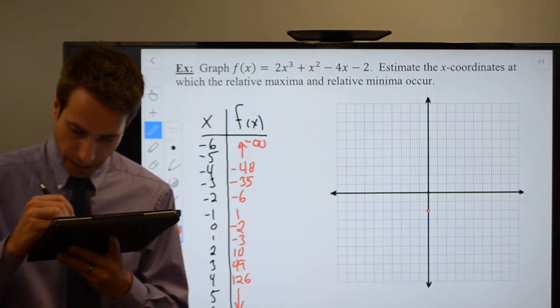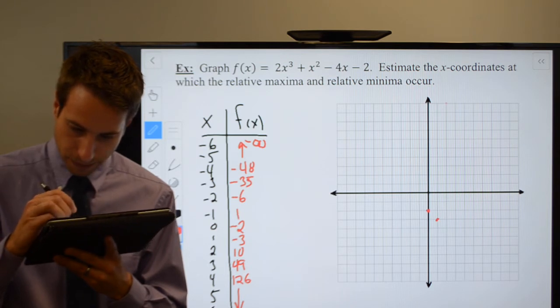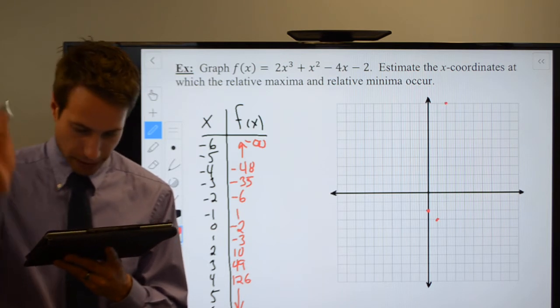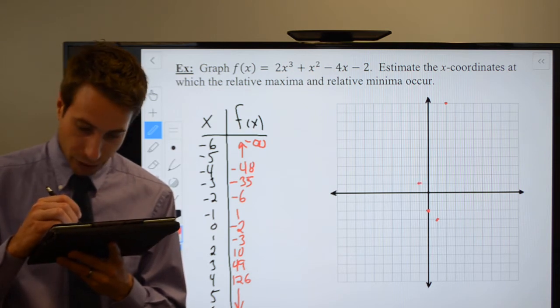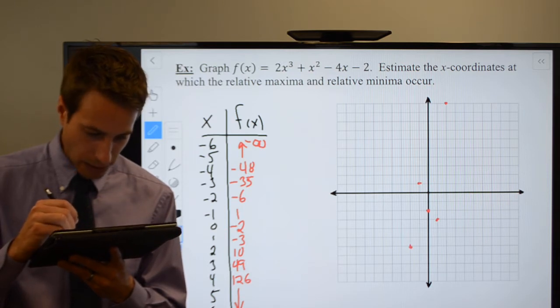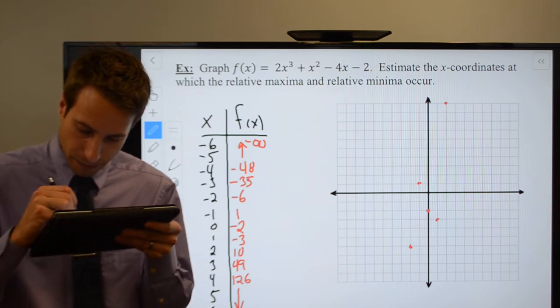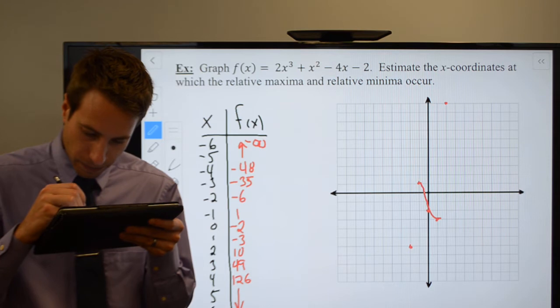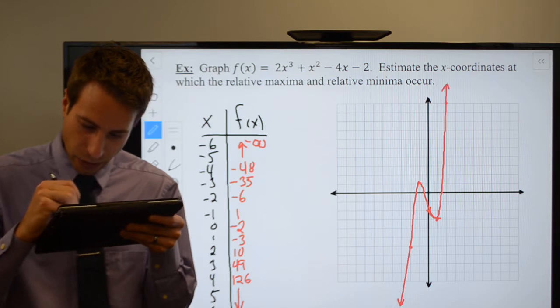Let's see, 1, negative 3, 2, 10, and then they just get bigger from there. Negative 1, 1, negative 2, negative 6. And then they just go down from there. So it looks like what I've got is something that looks like this.